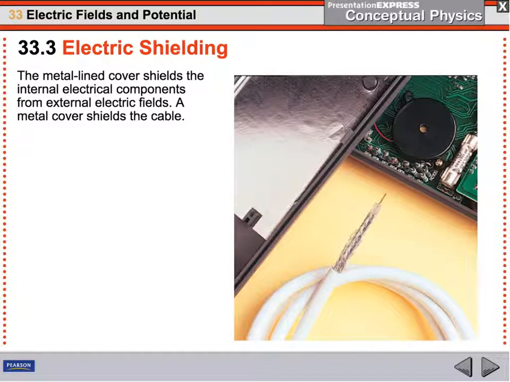The metal-lined cover shields the internal electronic components from external electric fields. A metal cover shields the cable. So as you see all your wires and stuff, they are basically shielded.